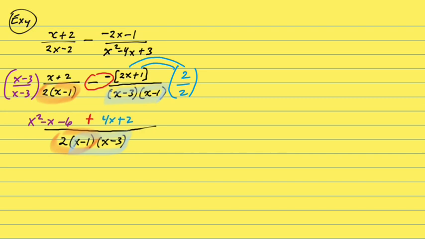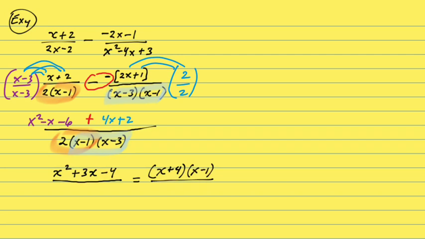4x plus 2. X squared plus 2x minus 3x makes this negative x. And then last times last is negative 6. Anyway, we just want to clean the numerator up now. So what does this give me? X squared, negative x and 4x combine to give me a 3x. Negative 6 and 2 combine to negative 4. Does that factor? X plus 4 and x minus 1.